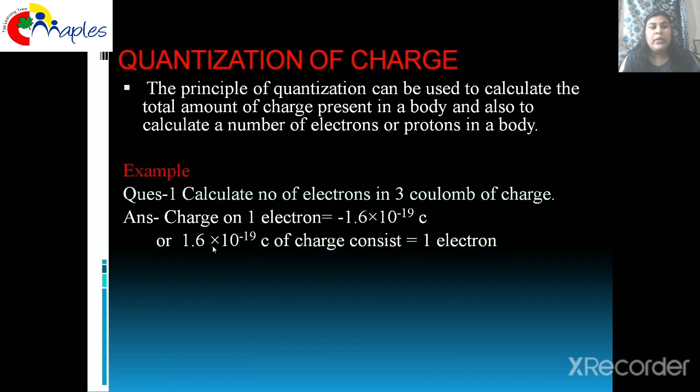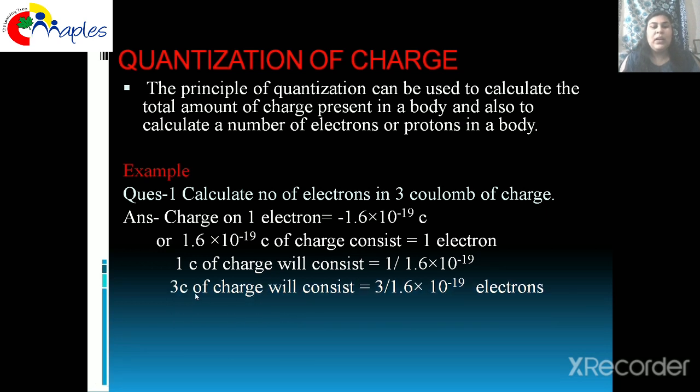Now we can write it in a positive way, like 1.6 into 10 to the power minus 19 coulomb of charge consists of one electron. Earlier we said that one electron has this much charge, and now we have reversed it, because we have to find out the number of electrons. So how many electrons are there in 1 coulomb of charge? We will divide: 1 divided by 1.6 into 10 to the power minus 19 coulomb.